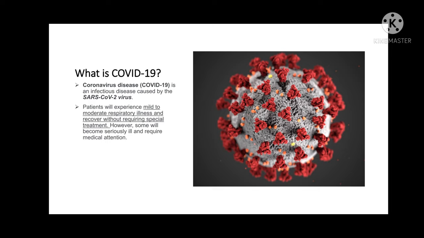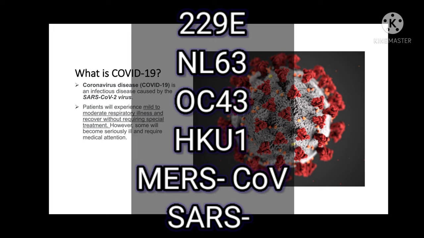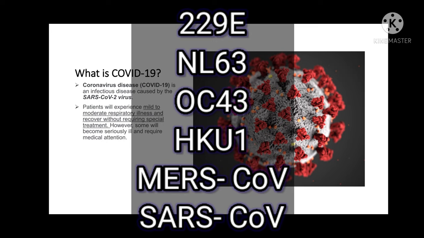Though this is not the only coronavirus that has infected humans, since coronaviruses are a group of related viruses that can cause diseases in both mammals and birds. Human coronaviruses are capable of causing illnesses ranging from the common cold to a more severe disease, such as the Middle East Respiratory Syndrome, which has a fatality rate of 34%. In fact, SARS-CoV-2 is the seventh known coronavirus to infect people after 229E, NL63, OC43, HKU1, MERS-CoV, and the original SARS-CoV.